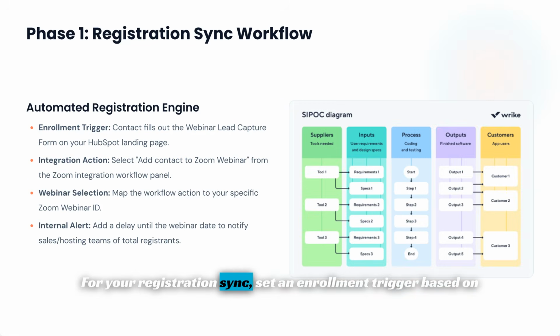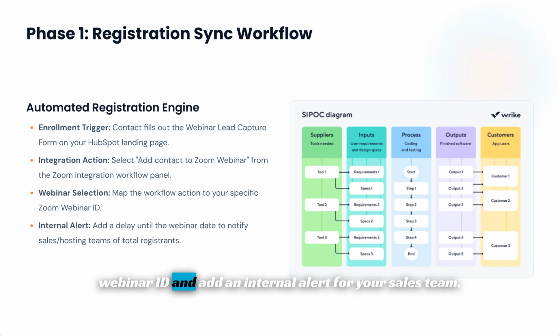For your registration sync, set an enrollment trigger based on your HubSpot form. Use the Add Contact to Zoom Webinar action, map it to your webinar ID, and add an internal alert for your sales team.